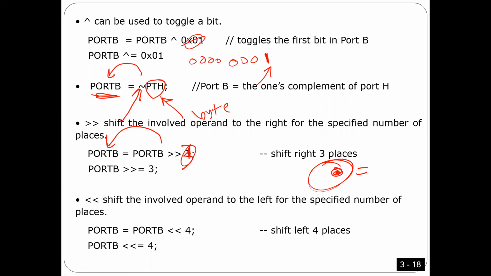Okay, guys? This is for shift right. Now, for shift left, same thing, but the direction should be this way for shift left. Again, here, what this one is going to do, port B is going to be shifted 4 times, and the result will be stored in port B. Question, guys?